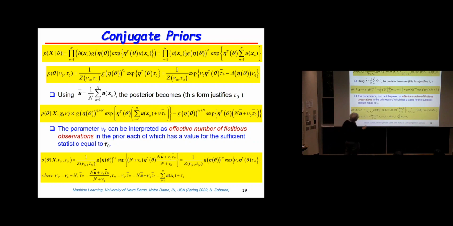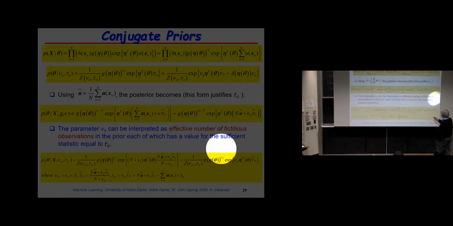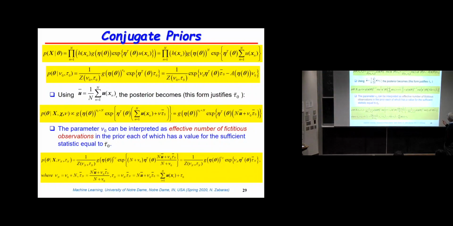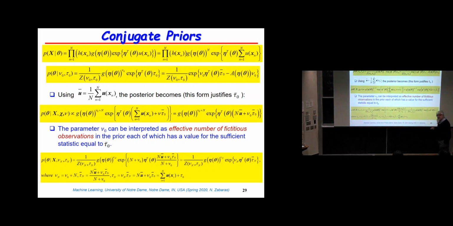Now, I am going to introduce u bar, that is basically the sample mean of u, all right? So will you agree that this summation is going to be n u bar? So can you see now why I introduced that constant tau 0 to be nu 0 tau 0 bar? Because I wanted to make it look similar to what I had in the likelihood.